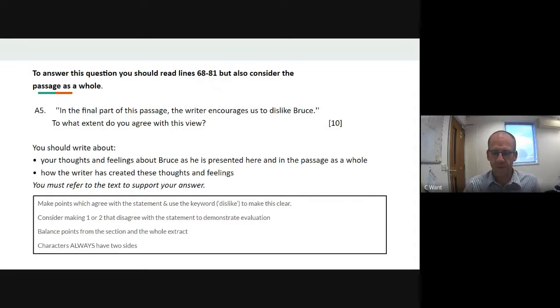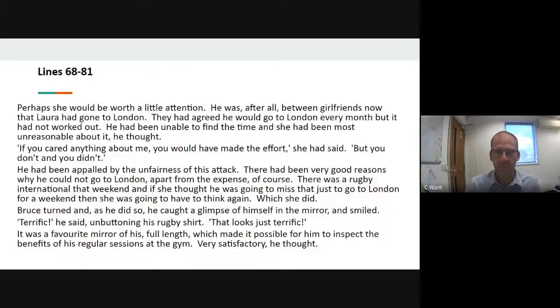You need to also be careful to balance your points from the section that you're given and the whole extract. If you just do all of one or all of the other, you will drop marks. So perhaps you would be worth a little attention. He was, after all, between girlfriends now that Laura had gone to London. This makes us dislike him. Worth a little attention. He's not treating her as a person, he is objectifying her.